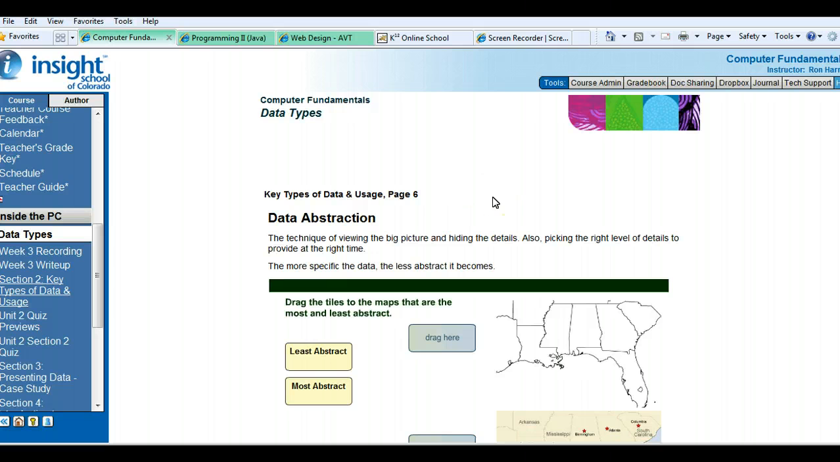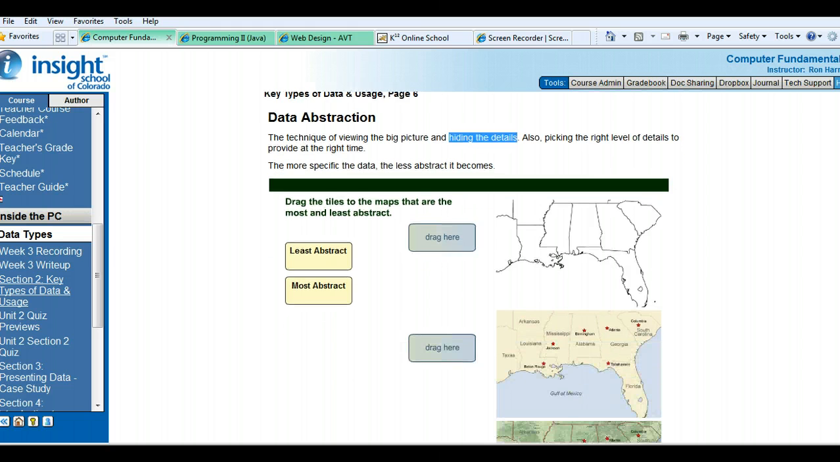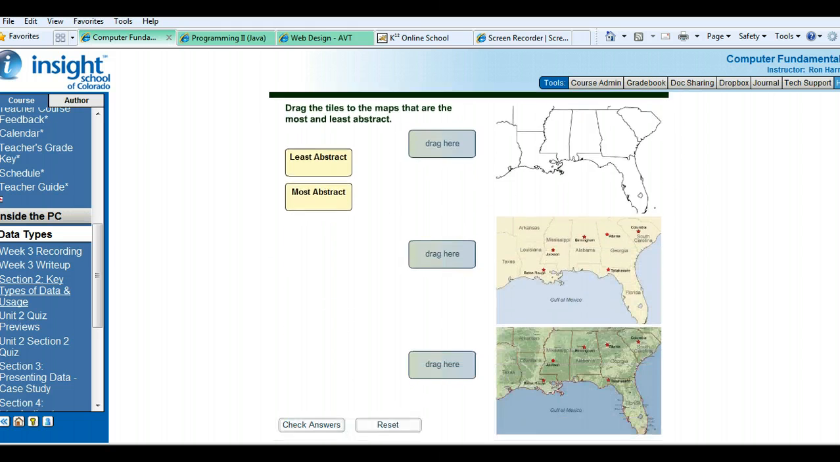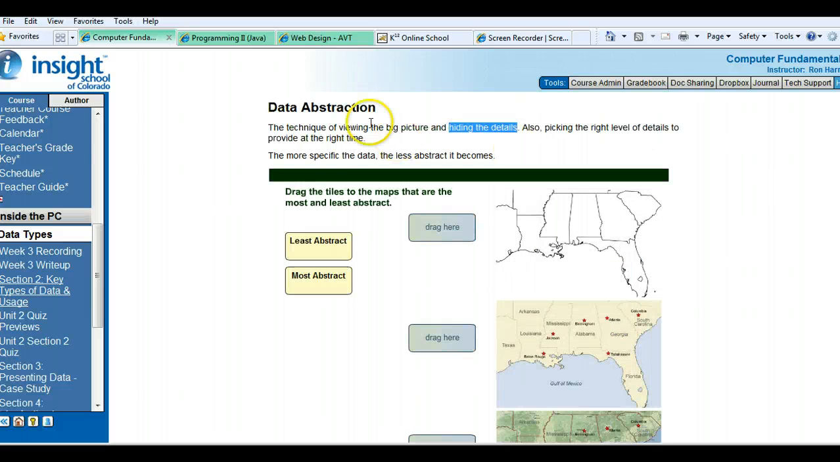Now, data abstraction. Data abstraction is viewing the big picture, hiding the details, and looking at different levels of information. So if we look at these three different maps, you see that this map has no information, right? This map has more information. This map even has more information. So let's think about which one is less abstract and which one is more abstract. And if you think about it, right up here what it says is that viewing the big picture, hiding the details is abstraction.